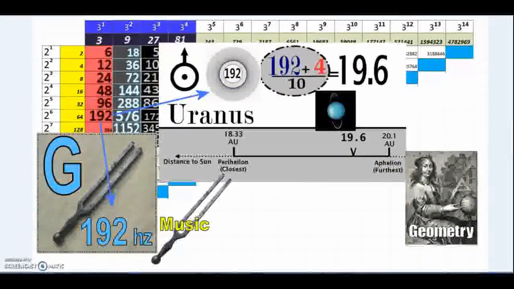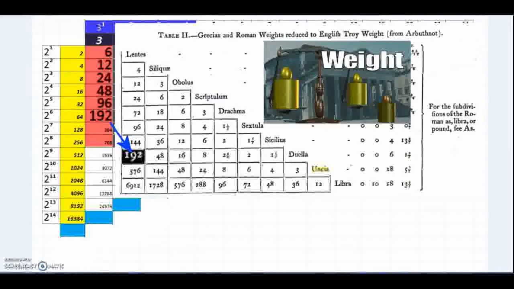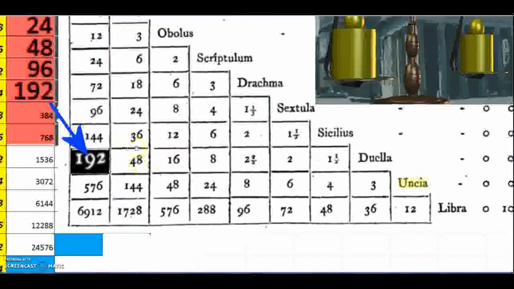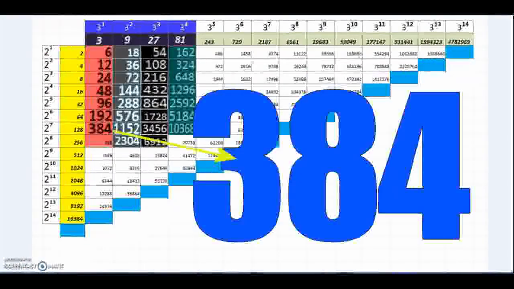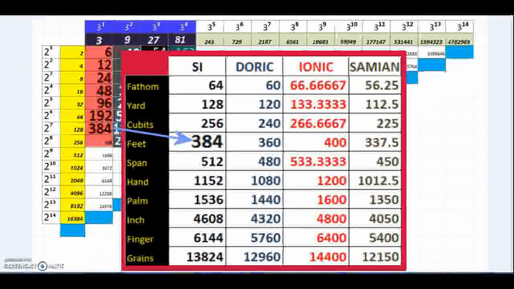But so we have music and geometry, that's how we get this 192 pointed star, and that of course will also be a link to astronomy. Also, the weight scales, once again, same. All of these systems just come back onto one another. And 384.